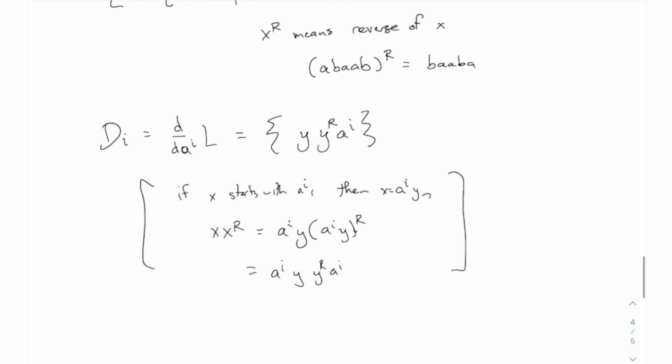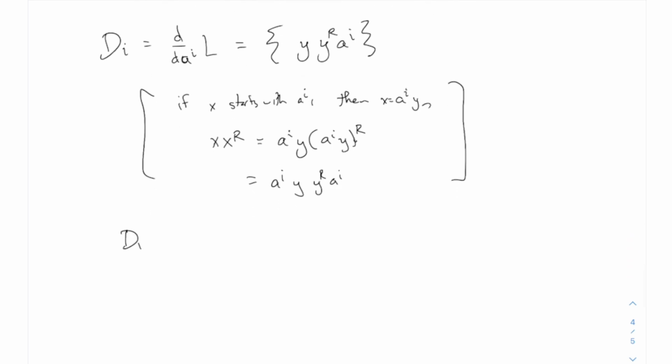I will just say that in some words. D_i ends with a to the i, so these are all different. All the strings in D1 end with a to the 1. All the strings in D2 end with a squared, etc. These are some of the tricks you may have to use in these derivative problems.